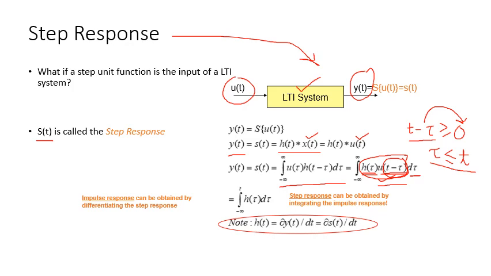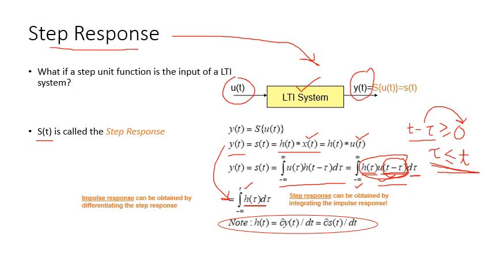So I can represent these limits. These limits are from minus infinity to infinity, but I don't have to take the complete span now. I will take the limits as per this condition. So the limits become minus infinity to t, because after t the function is going to be 0. It remains the integral from minus infinity to t of h(tau) d tau. So what is y(t) in this case? y(t) is nothing but the step response.